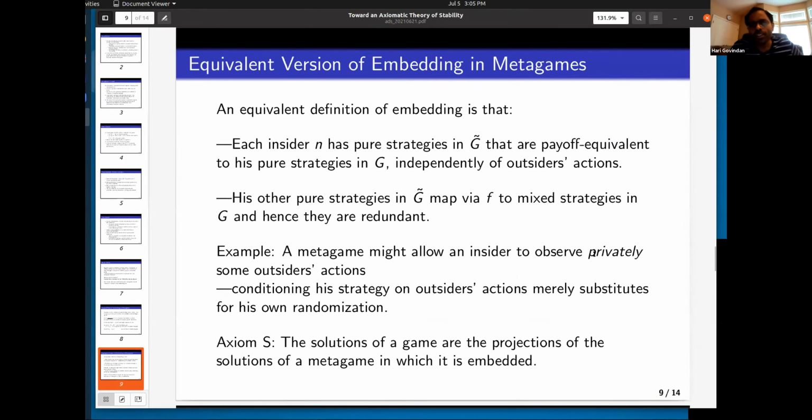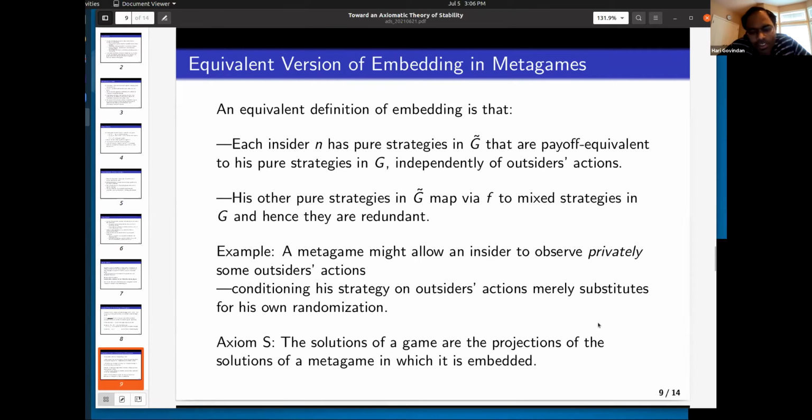Okay, heuristically, that's a lot to process with all the notation, but in words, this is what it's saying. Every player has a set of pure strategies that are equivalent to his original ones. There are some strategies whose meaning and interpretation is unaffected by the outsiders. There are some other strategies whose exact meaning depends on what the outsiders do, but not in a way that distorts the game. So in particular, this doesn't introduce any correlation. It's very easy to see that the Nash equilibria of the original game are the projections of the Nash equilibria of the larger game. So I'm not introducing any correlation, nothing.